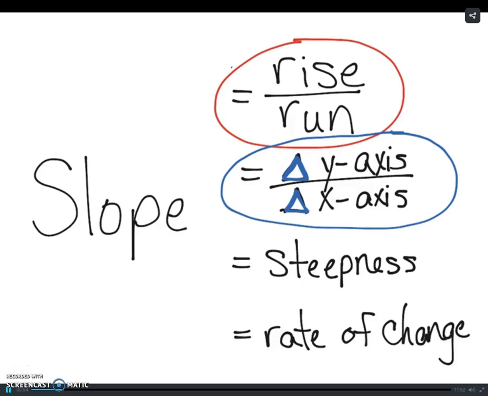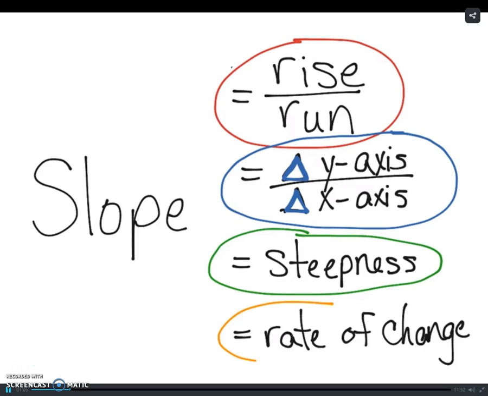You may have heard slope referred to as the steepness of a line, and we're going to talk about how to tell which line out of two lines is steeper. And then finally, we refer to slope as a rate of change. Particularly if we have a line graph with time and then the sales of something, that'll tell us the rate of change of those sales over a given amount of time.